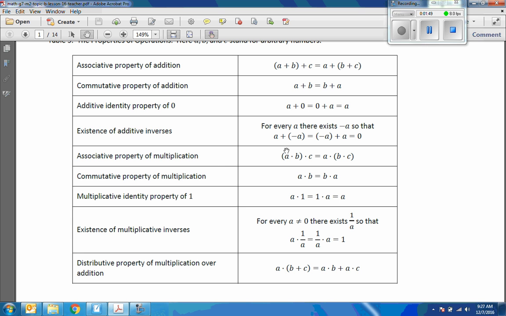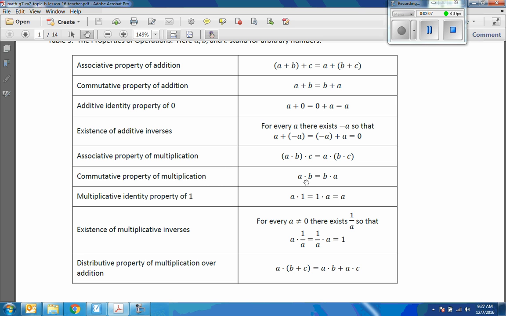The associative property of multiplication is the same as the associative property of addition. See here and this one here? They are both the same, except multiplying instead of adding. They are all the same. A, B, C, A, B, C, move the parentheses.